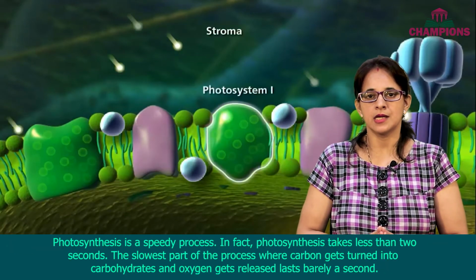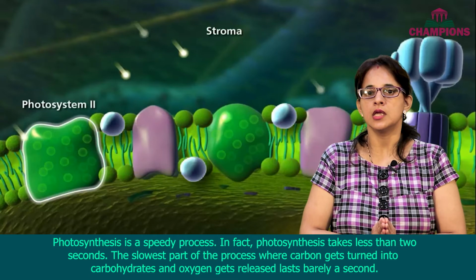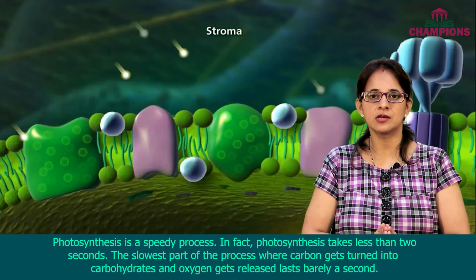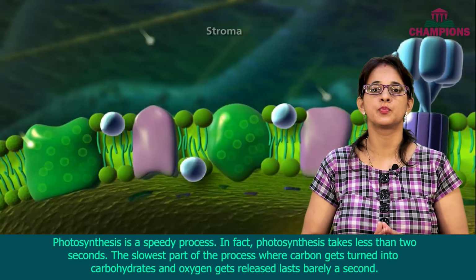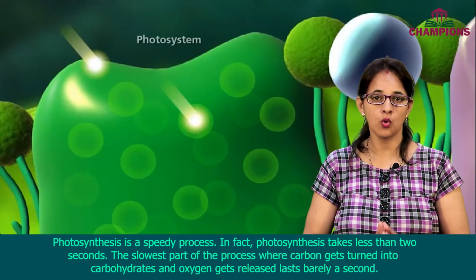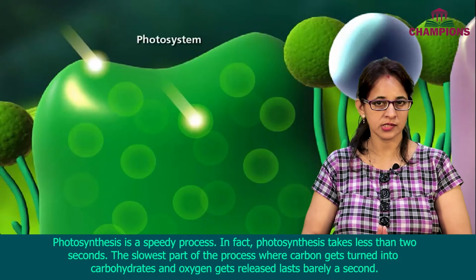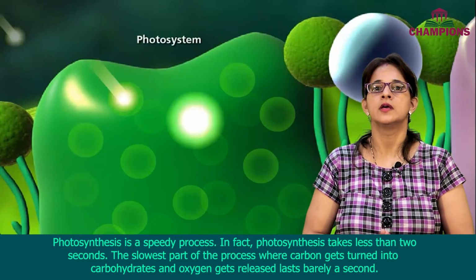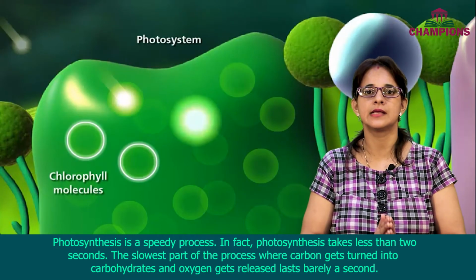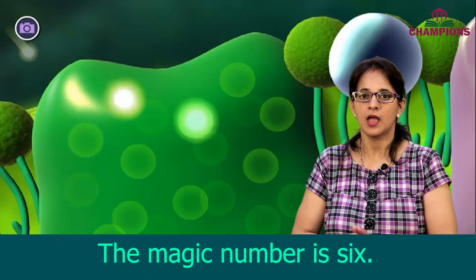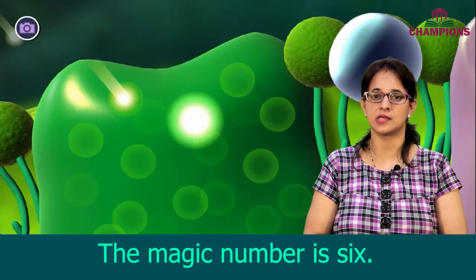Now, if I say, the photosynthesis process just takes less than 2 seconds to happen. It is a speedy process, and the slowest part of the process, which involves the production of food and the release of oxygen, takes less than a second to happen. And the magic number is 6.